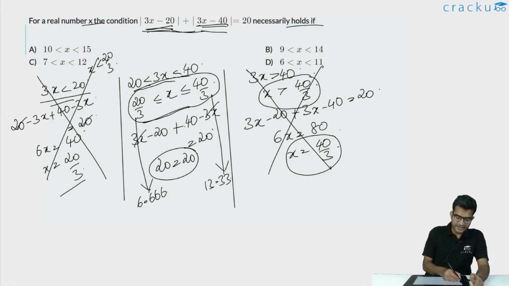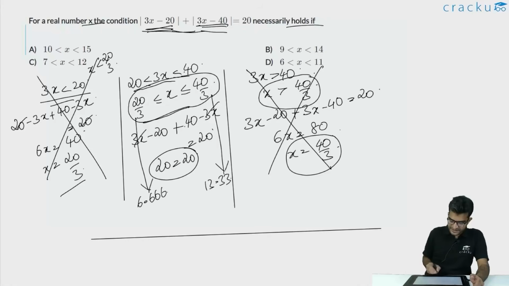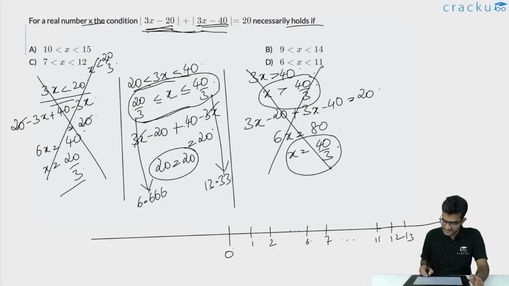Now if you are looking at the number line, like this is 0, this is 1, this is 2, similarly dot dot dot, this is 6, this is 7, dot dot dot, this is 11, this is 12, this is 13, and this is 14. We are going to get 6.66 somewhere over here, and we are going to get 13.33 somewhere over here. So for all values of x which lie between this interval, the given equation is true.